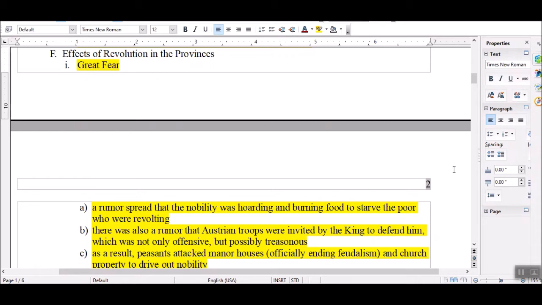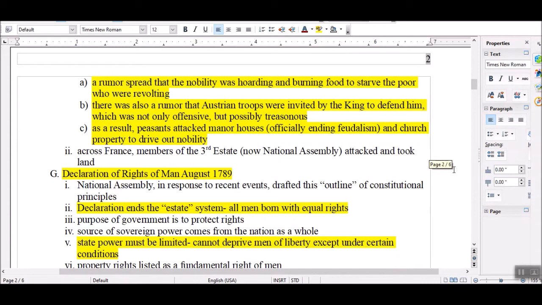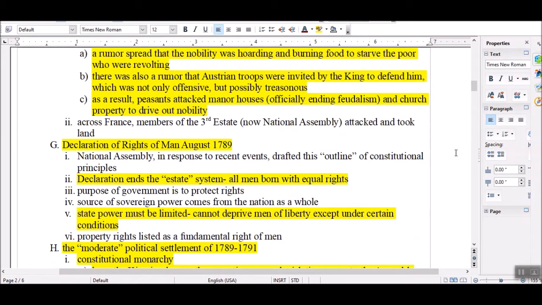This is a period of time where there was this big rumor that the nobility is hoarding and burning food specifically to starve out the poor who are revolting, because if you can starve them to death, you don't have to fight them. There was also the rumor that those Austrian troops that I mentioned before were invited by the king to help defend him. Not only is that offensive, but that is treasonous.